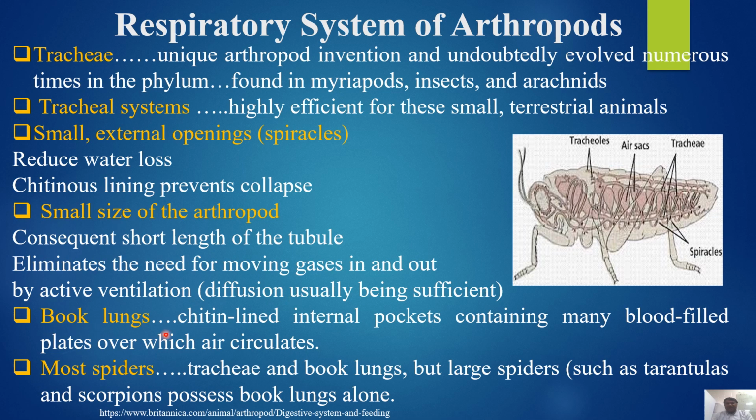Book lungs are chitin-lined internal pockets containing many blood-filled plates over which air circulates. Most spiders have both trachea and book lungs, but large spiders and scorpions possess book lungs alone. In this picture you can observe the tracheoles, the air sacs, the trachea, and the spiracles.